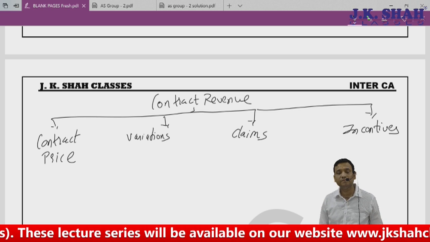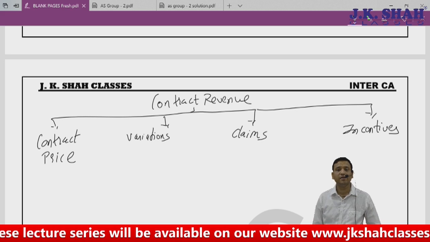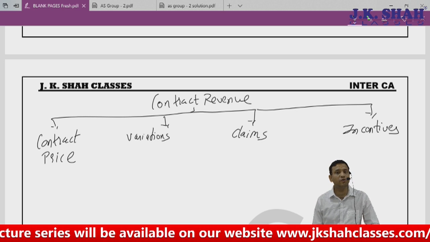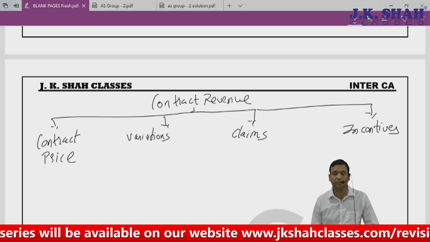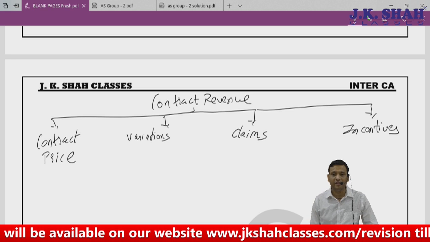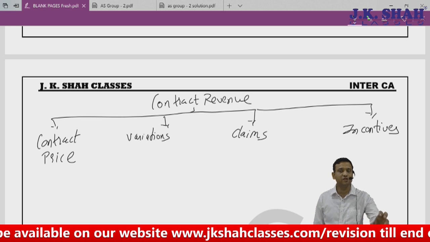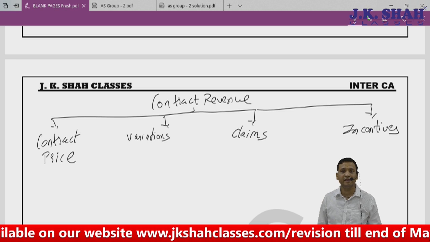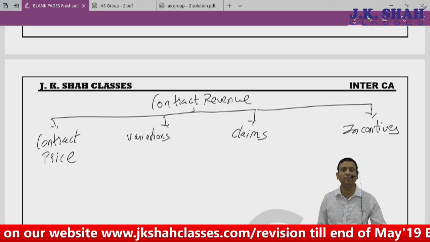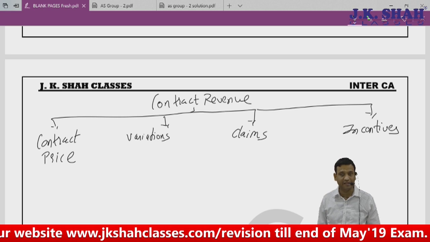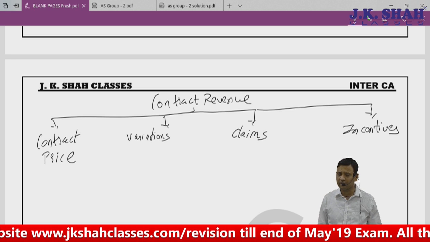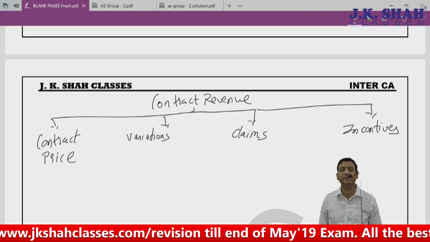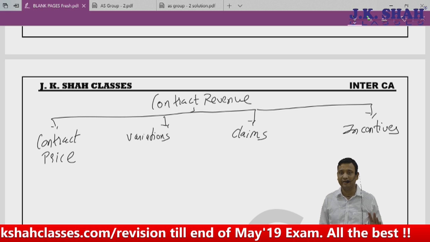Many a time the contractee, in order to get particular work done in a shorter period of time, may give an incentive: if you complete this work before this stipulated period, you will be getting something extra over and above the agreed contract price. That is incentive. Incentive can be recognized as revenue only if it is virtually certain that it will be received.